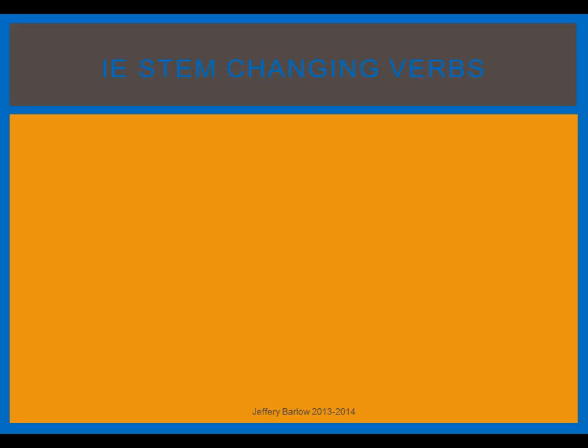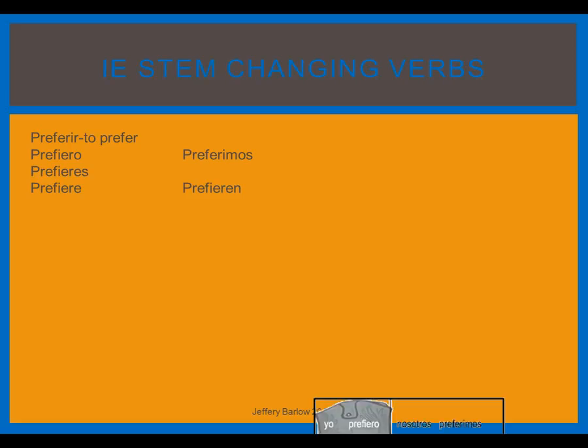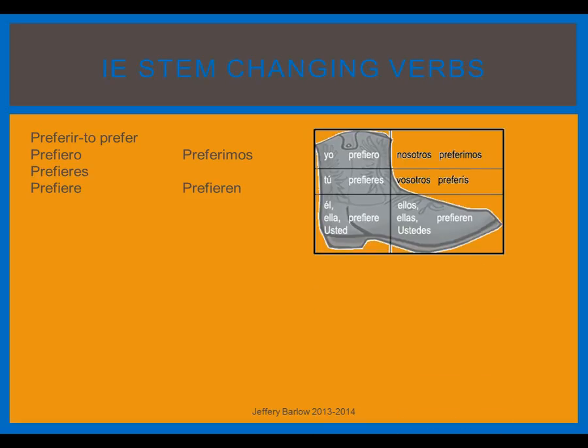The second group of stem-changing verbs are IE stem changers. In this case, the E of the stem changes to an IE. In the example preferir, the second E changes to an IE. The yo form of preferir is not prefero, but prefiero. Prefieres, prefiere, and prefieren are all inside of the boot, and the verb preferimos is outside of the boot, so it does not have the stem change. Also notice that preferir has two E's in the stem. Whenever there's a verb that has two E's in the stem, the second E always changes.